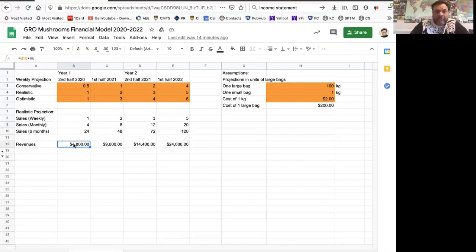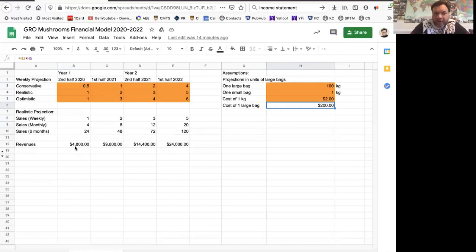So what does that mean in terms of net revenues? So if we sell 24 bags in the second half of 2020, we will make $4,800. Why $4,800? Because each large bag is being sold for $200. A small bag is being sold for $2, and a large bag, which is 100 kilograms, sells for $200. So these are our assumptions on what our selling price is going to be, okay?